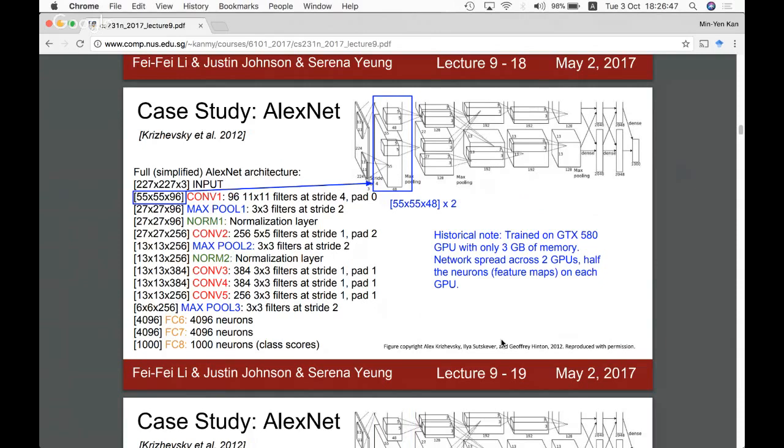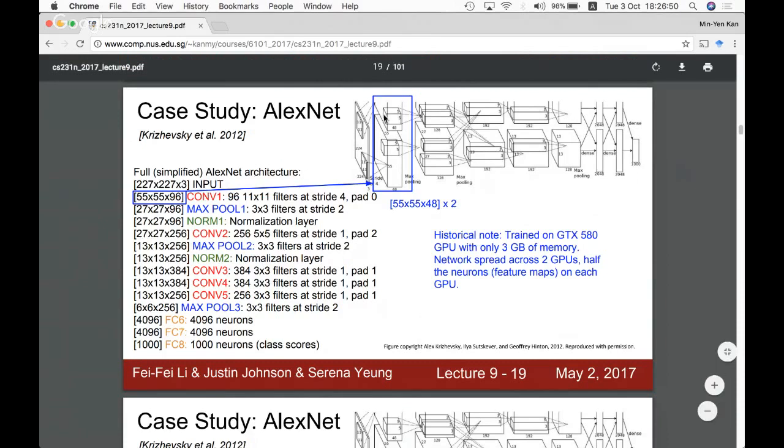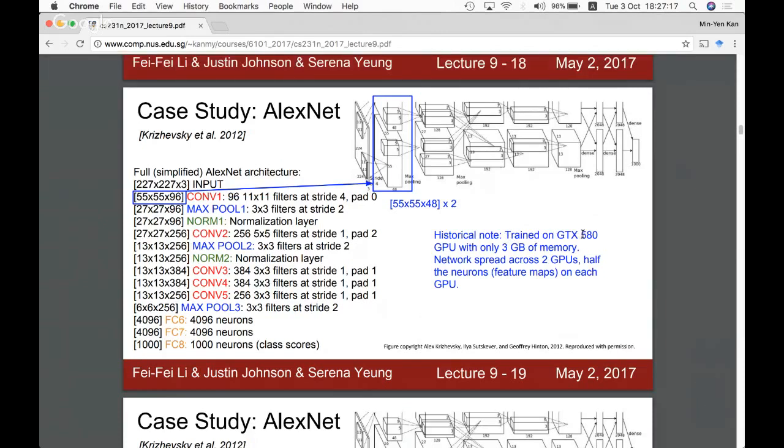And some more details: as we can see, the first convolutional layer in the figure shows a depth that isn't 96. It's only half of that, 48. That is for a historical reason. Because in 2012, they only used the GTX 580 GPU, which only has 3 gigabytes of memory. They could not fit all the neurons and parameters in one GPU.